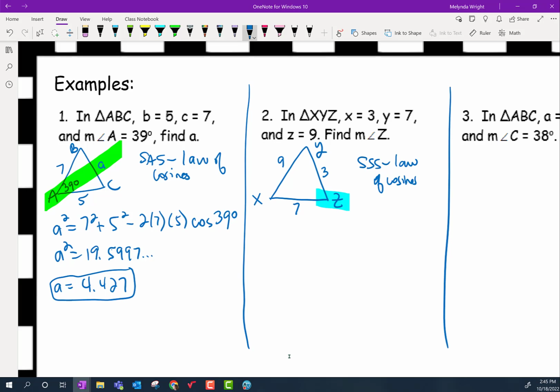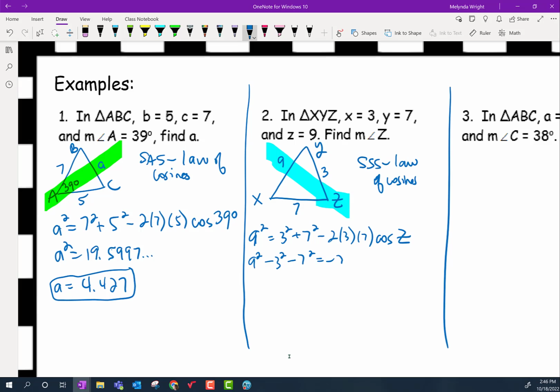So let's set it up. We have our, if you will, here's our anchor, straight across from each other. So we've got 9 squared equals 3 squared plus 7 squared minus 2 times 3 times 7 times cosine of angle Z, which we don't know what that is. Okay, so what I'm going to do is take 9 squared, and I'm going to subtract 3 squared and subtract 7 squared from it.